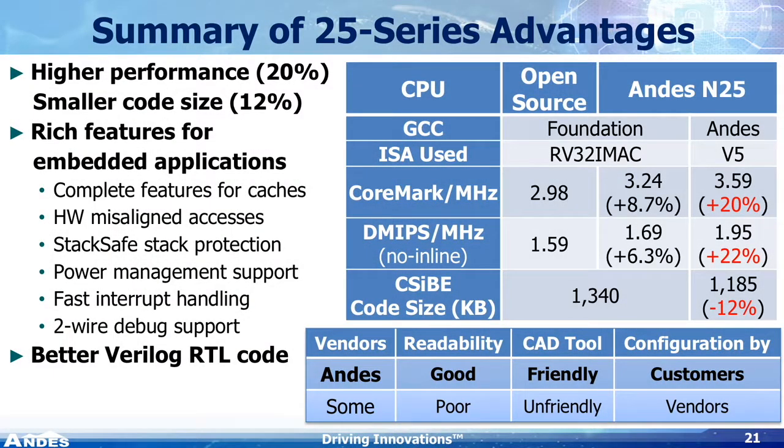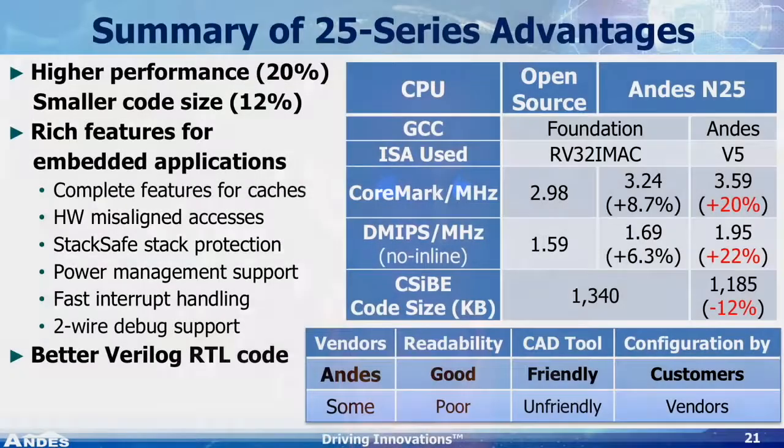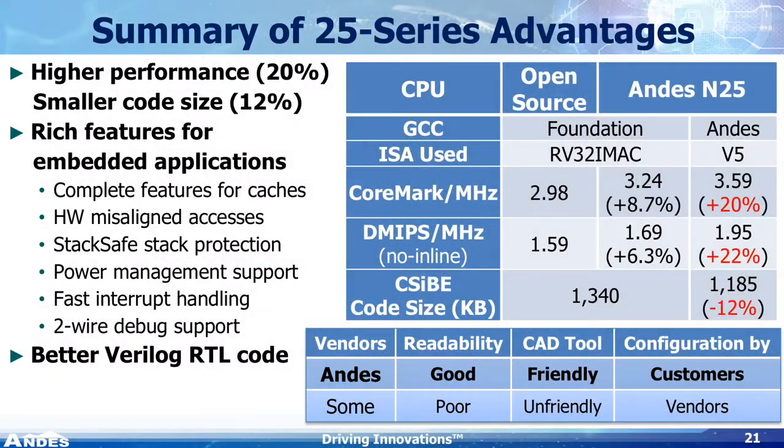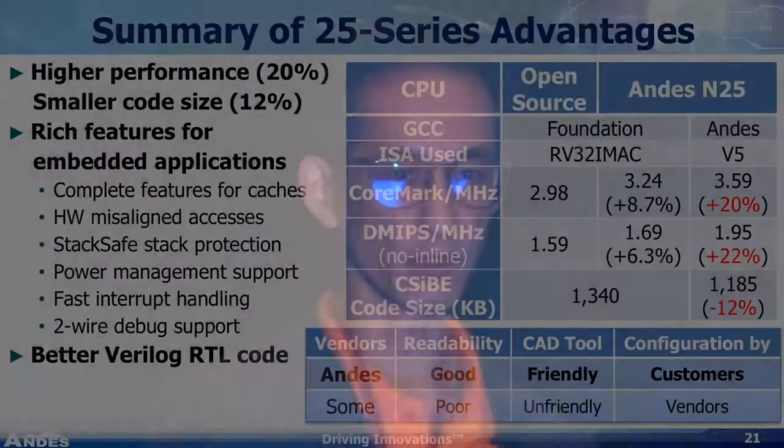Code size is sometimes very important for certain customers, especially because this could affect their die size. And there's also some rich features for embedded applications we talked about earlier. It comes with a complete feature set for caches. And one thing that we have mentioned before is we support hardware misaligned access, because we think the majority of code today runs on x86 or ARM, so people probably use that to do prototyping. And when they move to RISC-V, I think most people today, when they get misaligned access, they just trap and use software to emulate it.